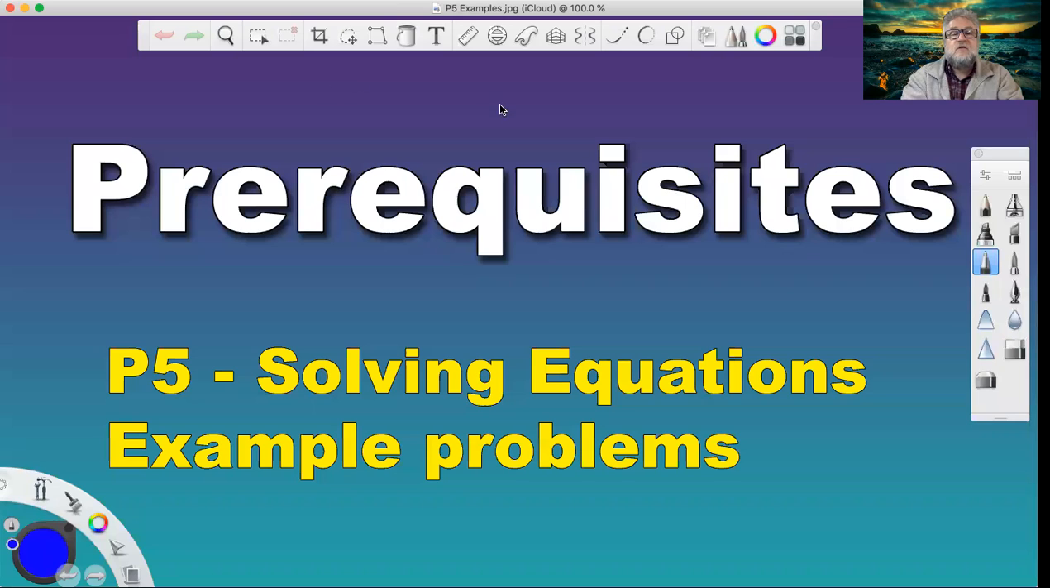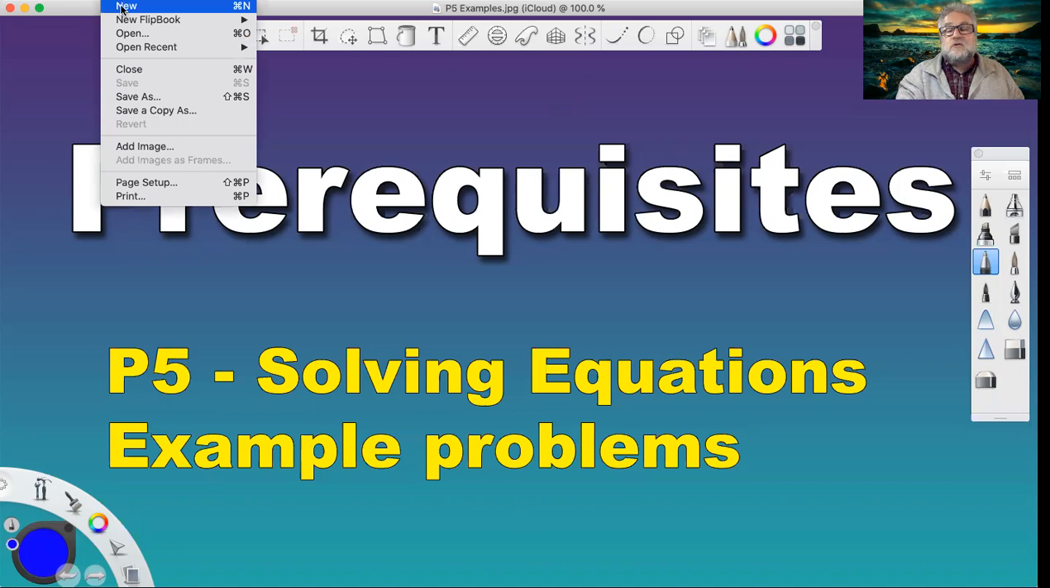Okay, we're back. And we're going to do some sample problems for section P5. So we're going to do some example problems for this section so you can get an idea for how we apply completing the square and some of the problem solving things and factoring things that we've talked about. So let me get a new page.